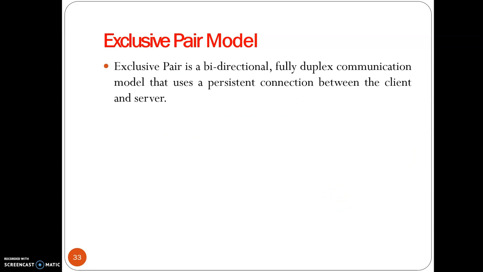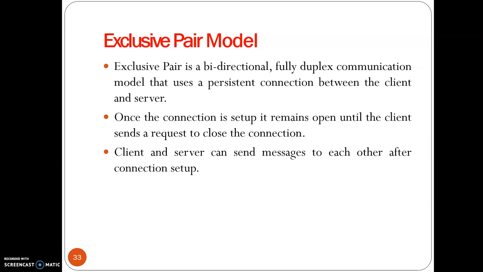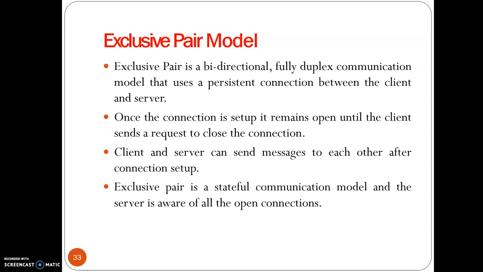Exclusive pair model. Exclusive pair is a bidirectional full duplex communication model that uses a persistent connection between the client and the server. Once the connection is set up, it remains open until the client sends a request to close the connection. Client and server can send messages to each other after connection setup. The exclusive pair is a stateful communication model, and the server is aware of all the open connections.